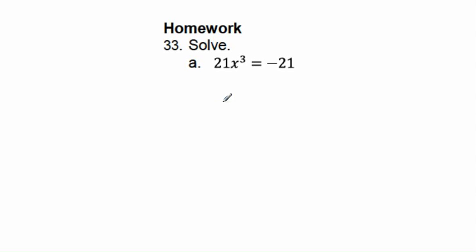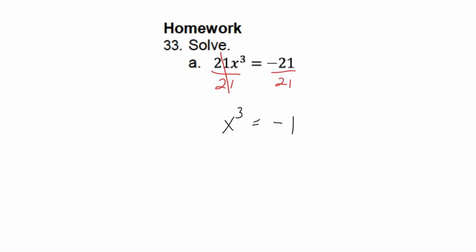All right, more practice. 21x cubed equals negative 21. So we have a 21 in front. Again, we call the 21 the coefficient. To get rid of it, we're going to divide by 21 on both sides. 21 over 21 cancels. And we're left with x cubed equals, sign first, negative divided by a positive is a negative. 21 divided by 21 is 1.